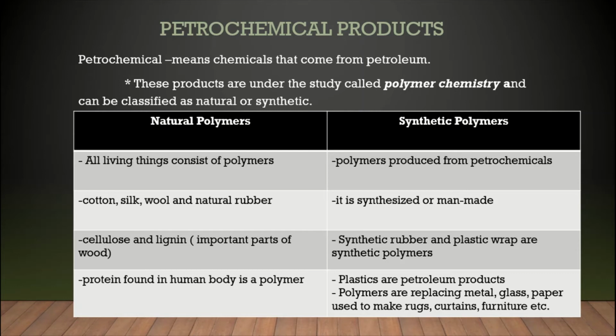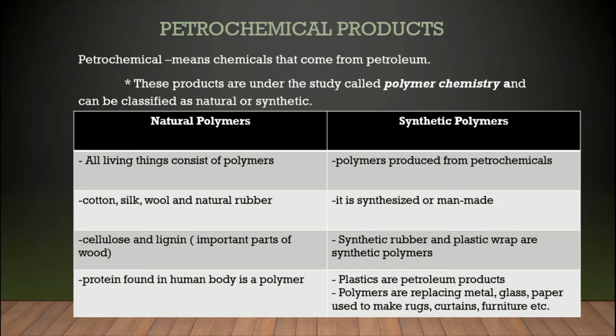Okay. Polymers can be classified as natural or synthetic. So there are two classifications. We have natural polymers and synthetic polymers. So here's the difference between the two. For natural polymers, all living things consist of polymers. Cotton, silk, wool, and natural rubber. Examples: cellulose and lignin, which is an important part of wood. Protein found in the human body is an example of a polymer.